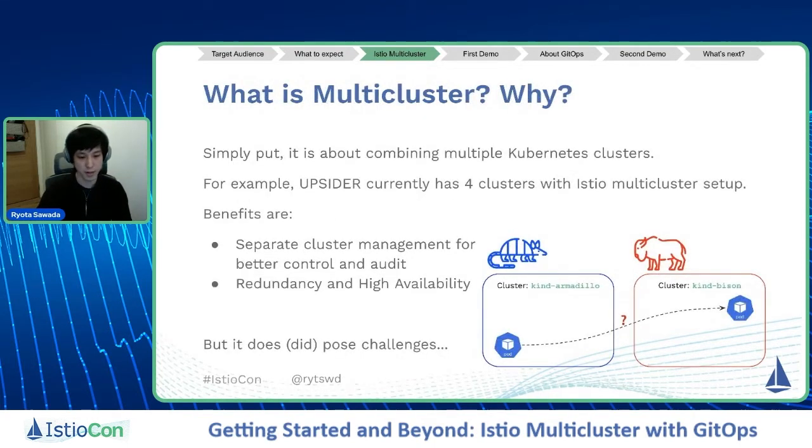So what is multicluster? We have been talking about multicluster for a while. Let's make it clear what I'm talking about here when I say multicluster. It's simply getting multiple Kubernetes clusters to work together. As an example, at Upsider, we have multiple clusters, and 4 of them have Istio multicluster setup. This gives us the control and auditability we are required to comply with.